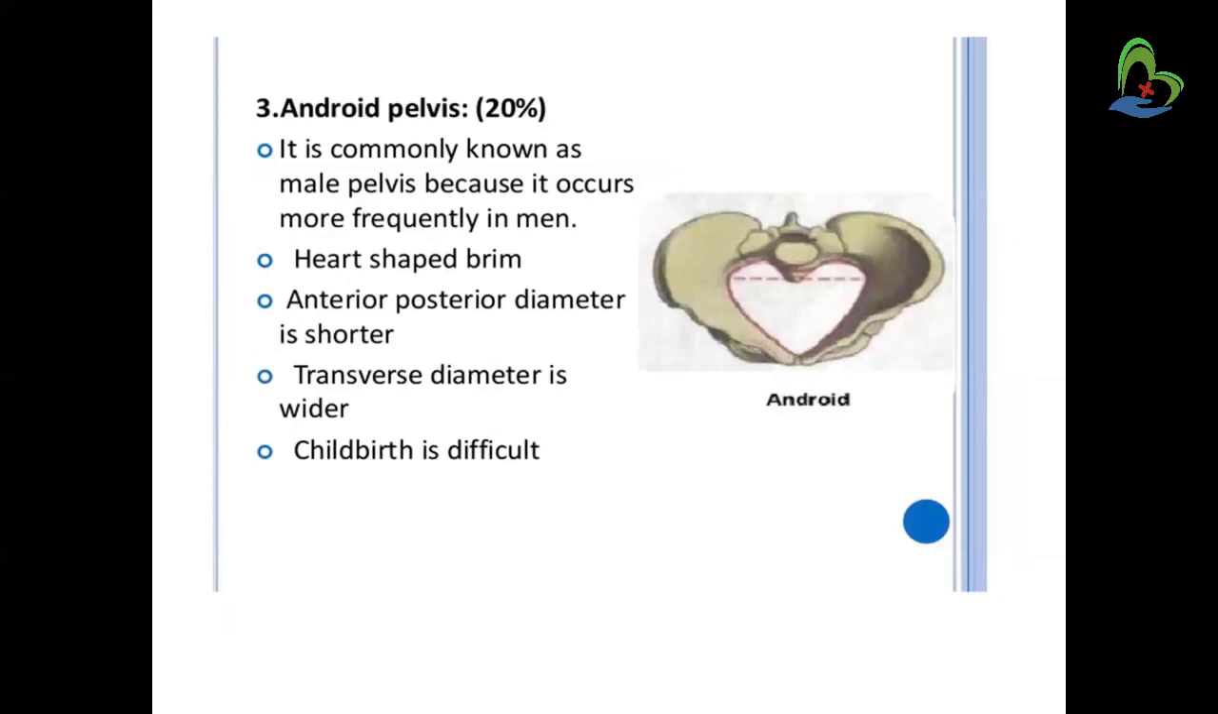Now the android pelvis is commonly known as the male pelvis because this type is more frequently seen in men. The brim is heart shaped. The anterior posterior diameter is very short because of the heart shaped brim. The transverse diameter is wider compared to the other types of pelvis, and childbirth is very difficult with this type of pelvis.